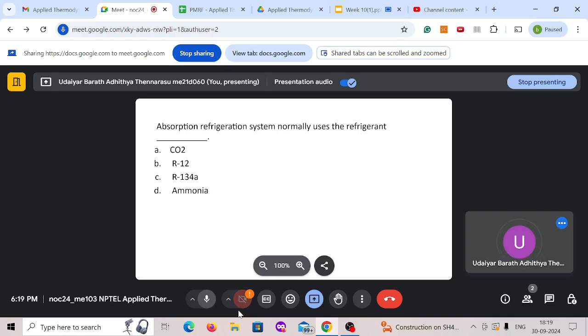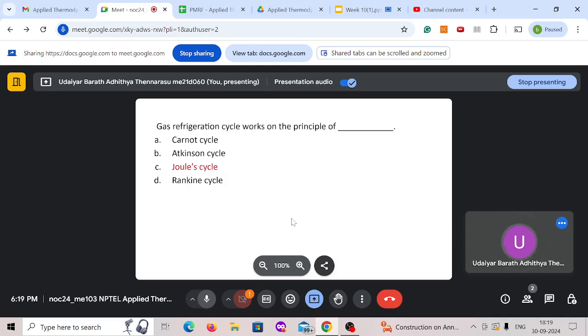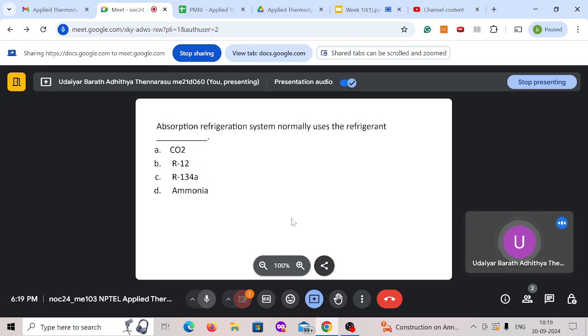So next is, absorption refrigeration system normally uses the refrigerant dash: A, CO2, B, R12, C, R134A, D, ammonia. These are examples which we saw in the vapor absorption refrigeration system. So the answer is D, ammonia. Though now people are using R134A, the traditional most preferred one in an absorption refrigeration system is ammonia.